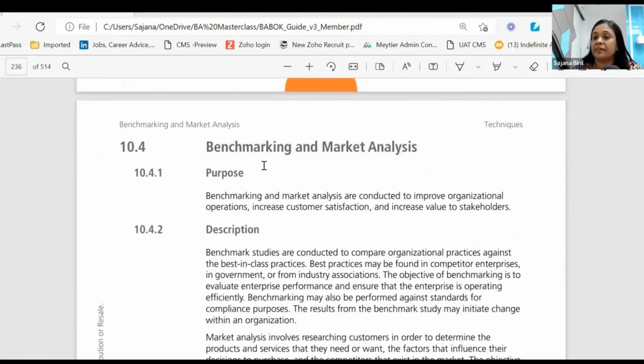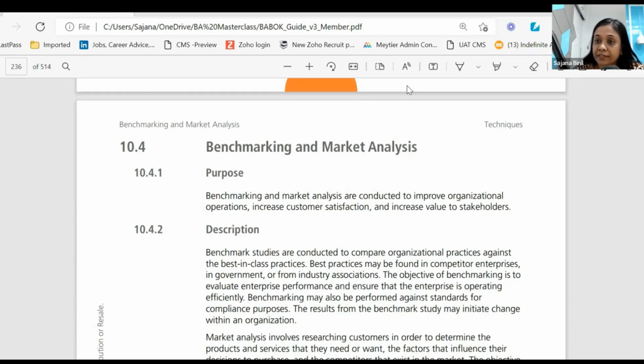So there is a technique in BA which talks about benchmarking and market analysis. Anyone has any idea about what benchmarking and market analysis is all about? Have you heard the word benchmarking? When we say that someone is acting as a benchmark for us, what does that mean? Yes, that's correct.